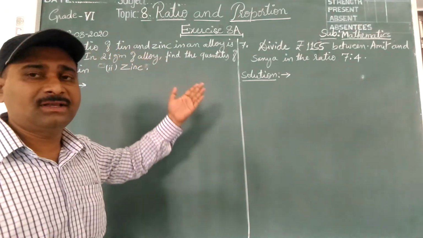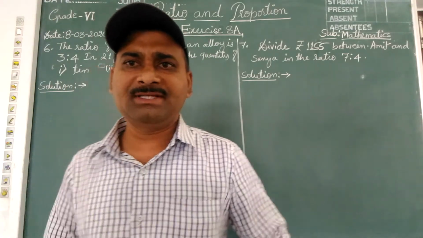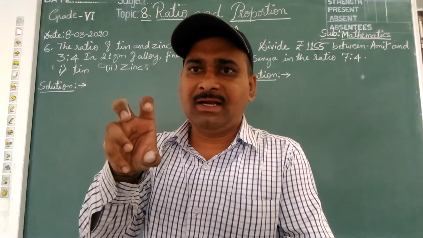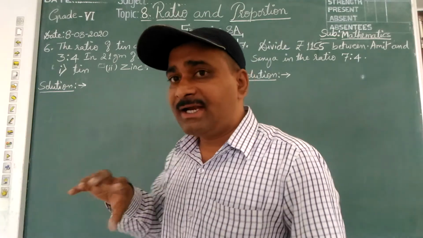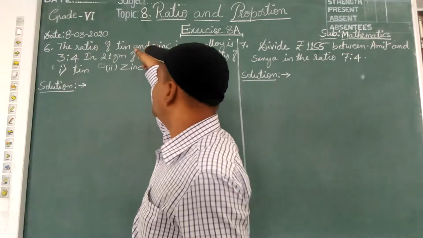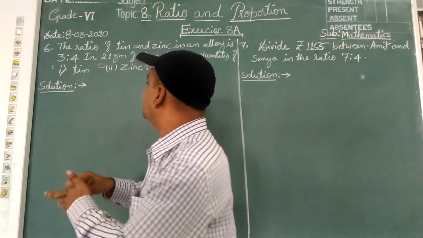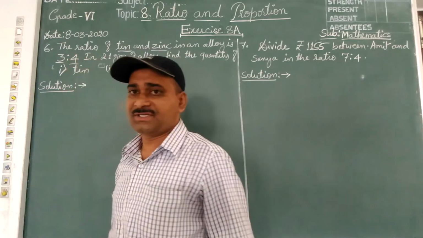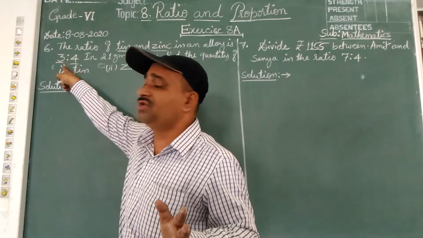See here, given the ratio of zinc and tin alloy, means the mixture of both zinc and tin liquids are mixed in the ratio 3:4. Suppose 3 grams zinc means 4 grams tin. Like this, both are mixed in the ratio 3:4.